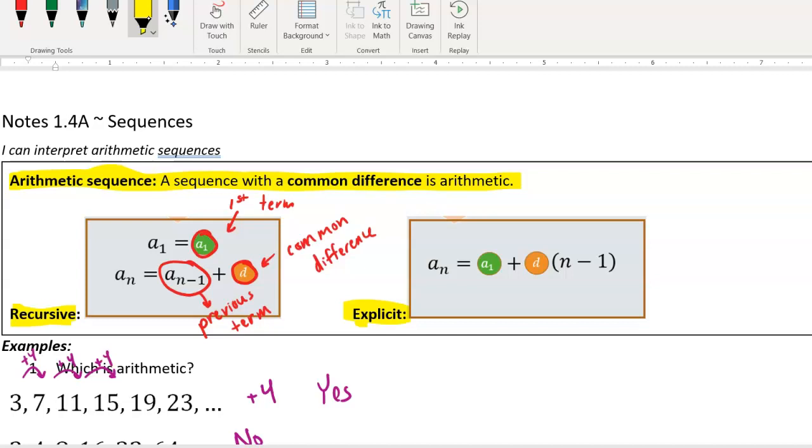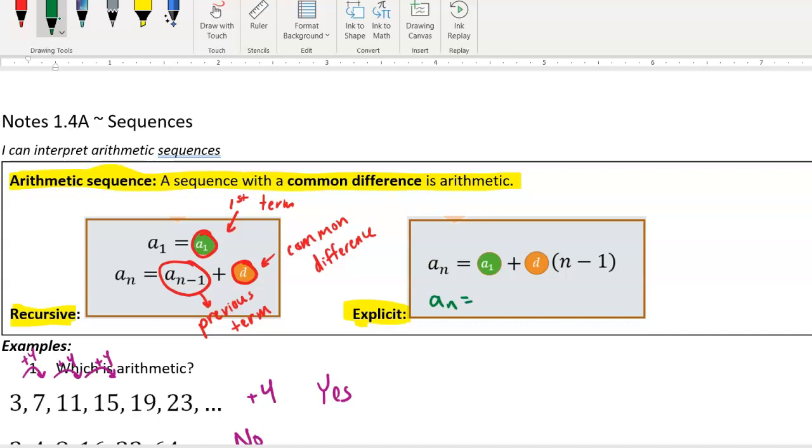So the explicit formula allows us to jump and give any value for any term in the sequence. We can find the 100th term just by putting 100 in for n, or we can find the 50th term by putting 50 in for n. Now this is the way that the book sets up the formula. Personally, I do not like this format. You'll see why in just a little bit.